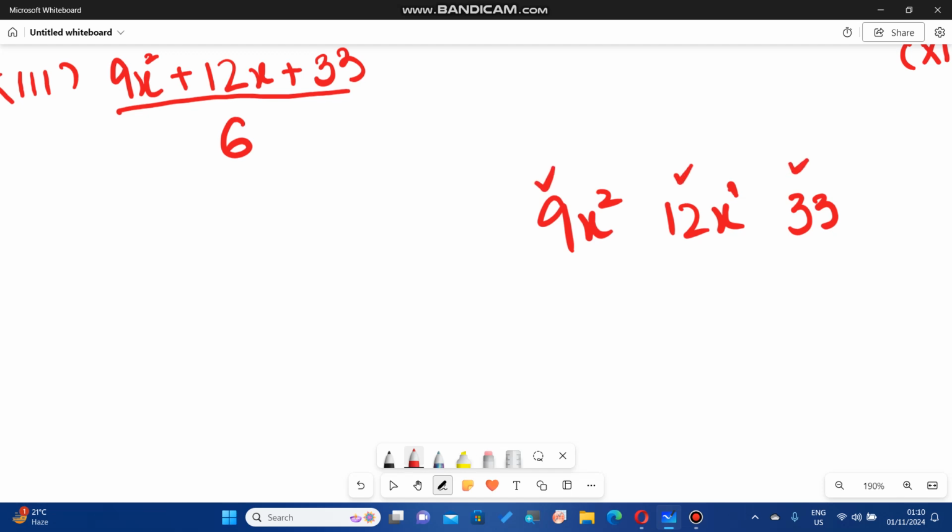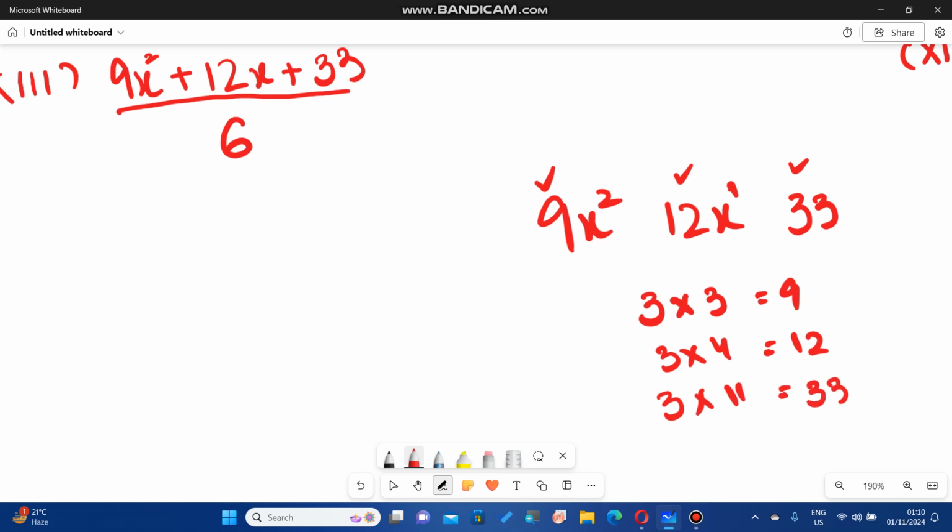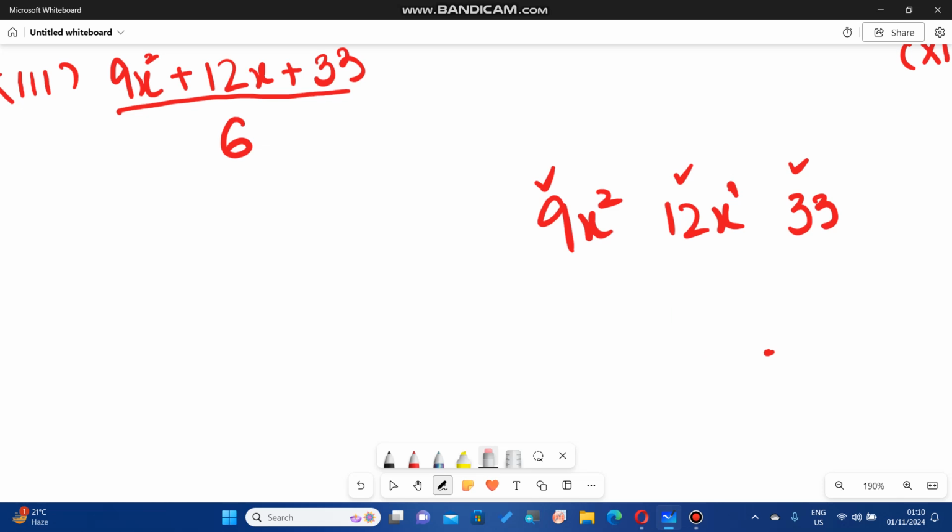We can take 3 common. 3 times 3 equals 9. 3 times 4 equals 12. And 3 times 11 gives us 33. So what is the term that we are going to take common? We are going to take 3 common.